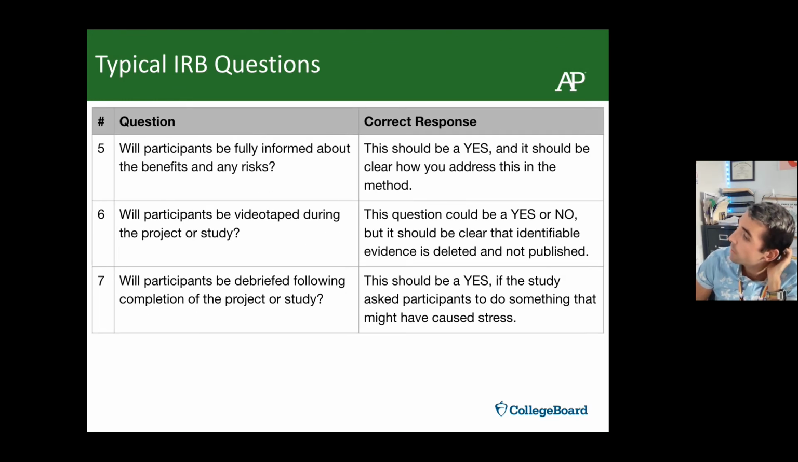More questions. Will participants be fully informed about the benefits? Always a yes. It should be very clear how you address this in the method. Will participants be videotaped during the project or study? This question could be a yes or no, but it should be clear that identifiable evidence is deleted and not published. Again, someone's likeness and face is part of their identifiable evidence, and so therefore you have to treat it just like you would their names if you were collecting surveys and things.